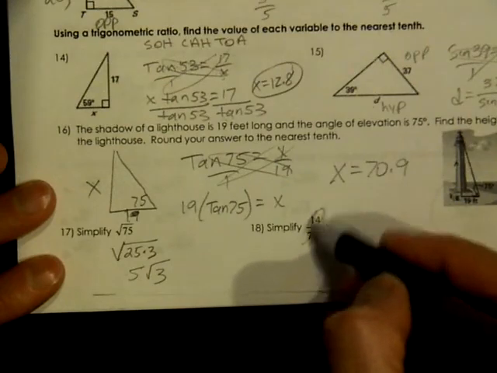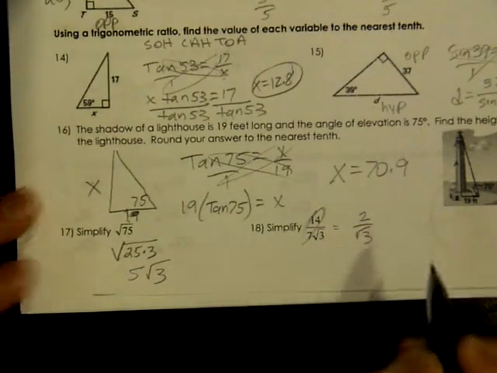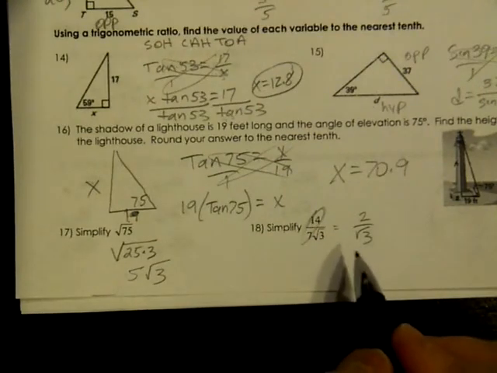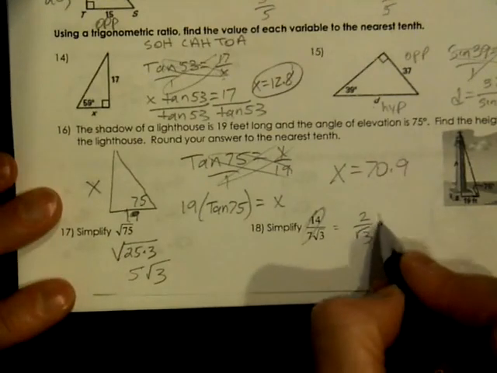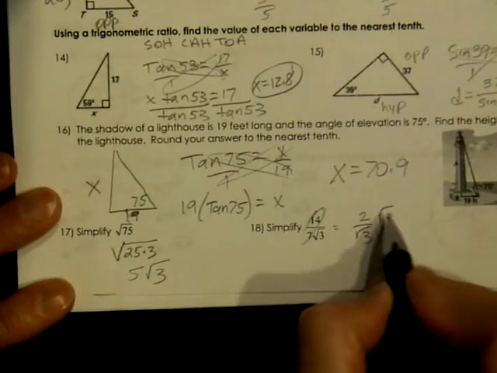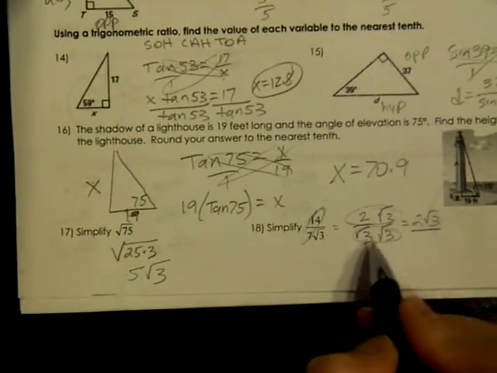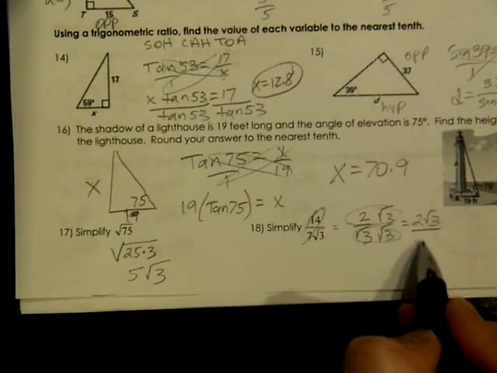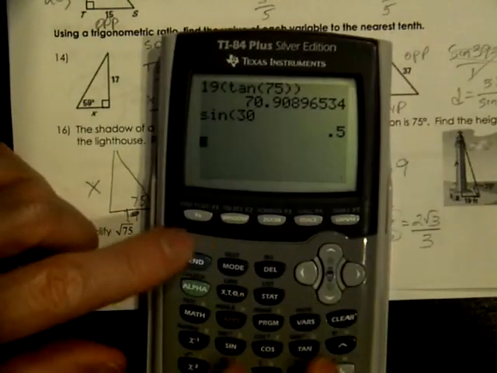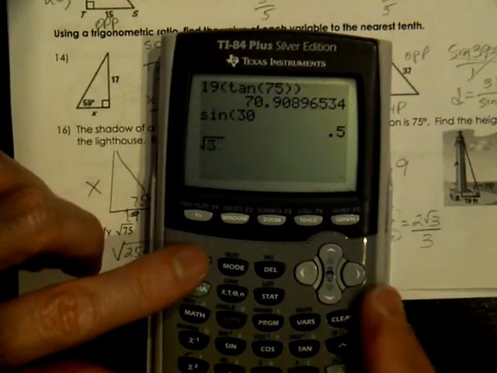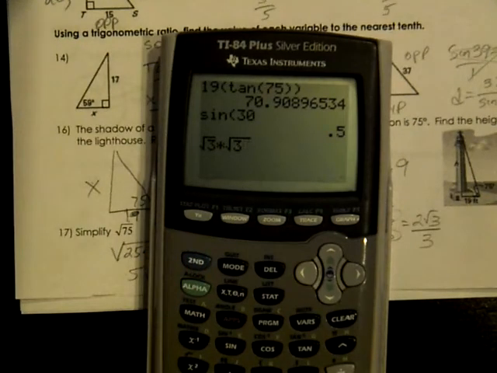Here, we're able to reduce. We get 2 over the square root of 3. But we're not allowed to have a radical in the denominator. So we have to rationalize the denominator. We multiply straight across, so that's 2 root 3. And when you square a square root, you get the number inside. You can test that with your calculator. The square root of 3 times the square root of 3 should give us the number 3.